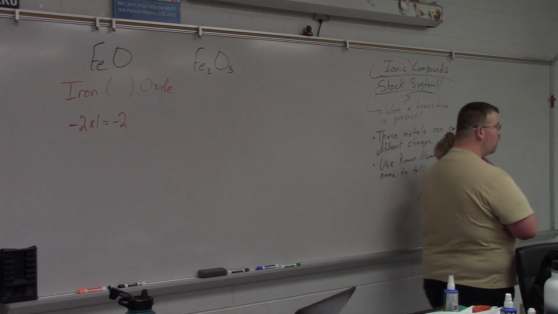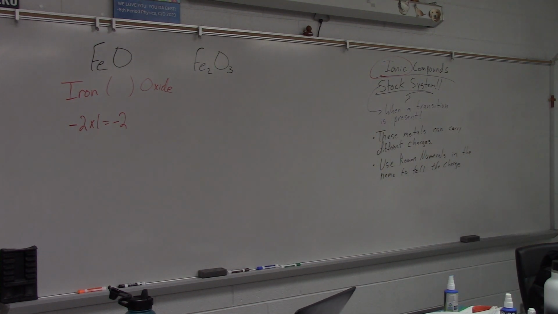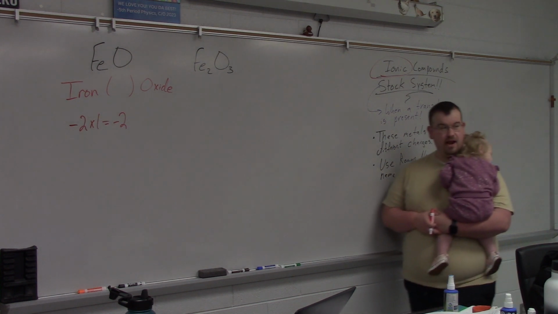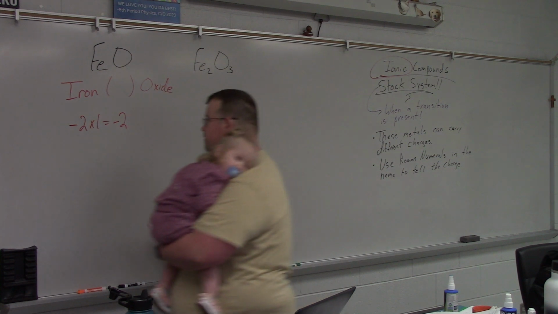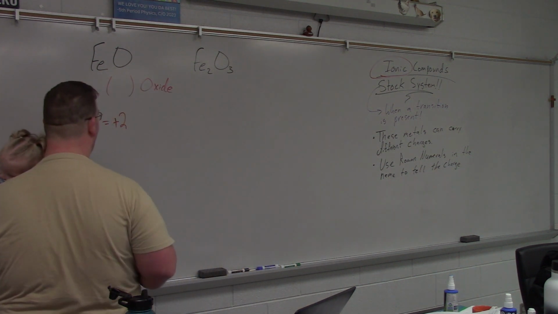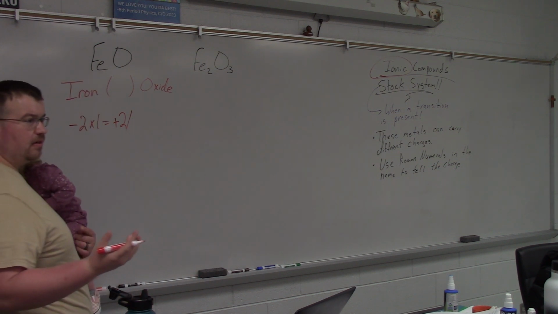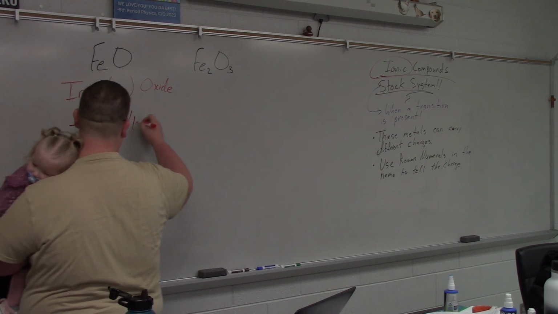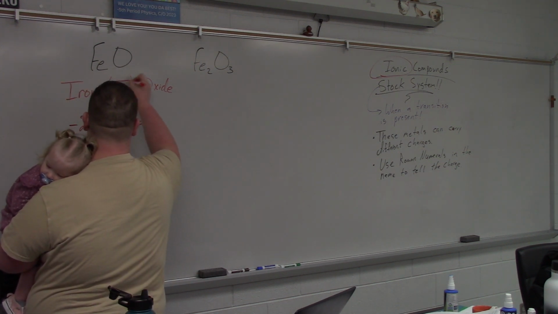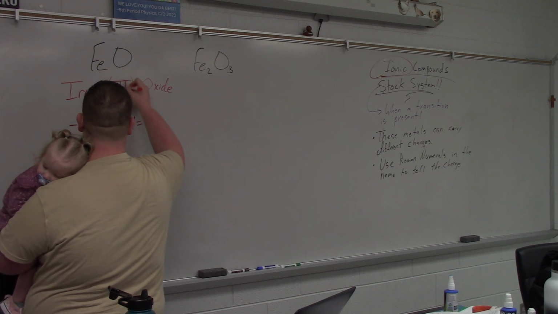Since we know the overall negative charge, we now need to find the overall positive charge. We've got to balance. Is there a charge showing? No. So it's balanced. Since it's a -2 overall, there has to be a +2 overall to cancel it out. So I change the sign to +2. Now I divide by how many iron there are. +2 divided by 1 is 2, so this is an iron 2 oxide.